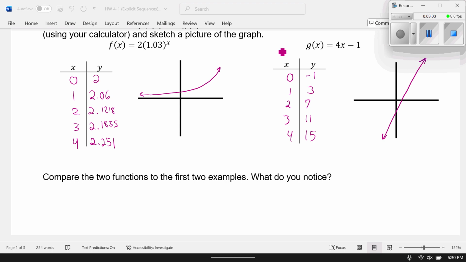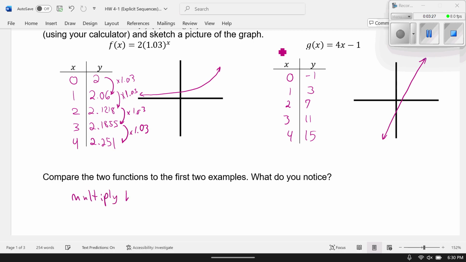What was happening? We were multiplying by 1.03 each time, and we got these numbers. So on the left, when you multiply by 1.03, we got something that was exponential.